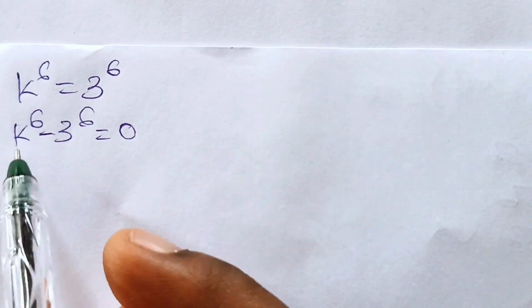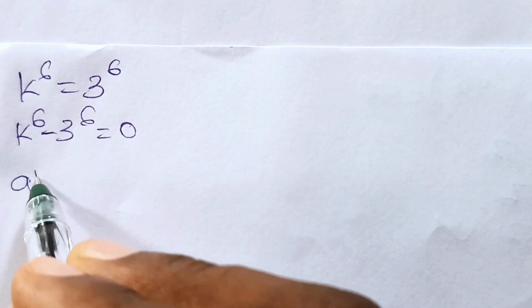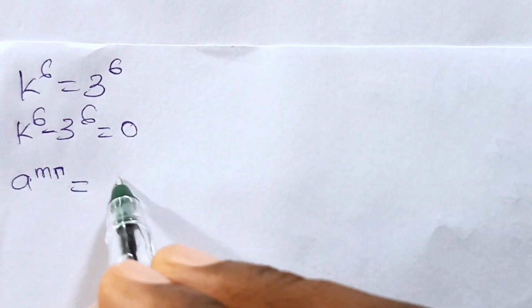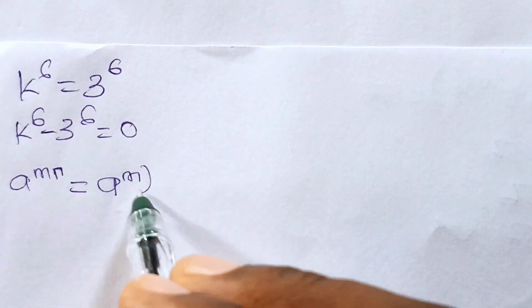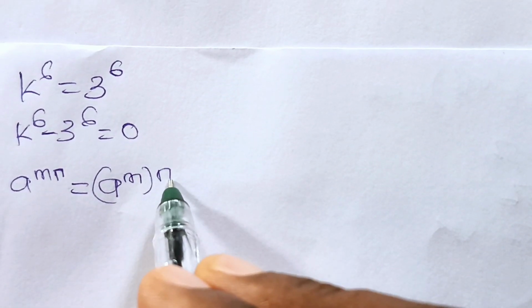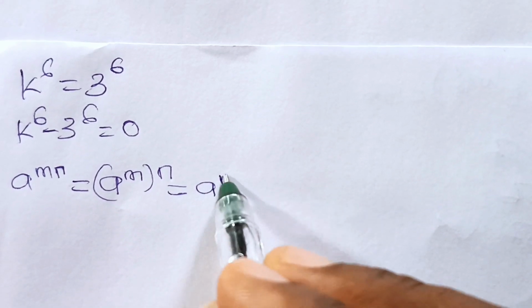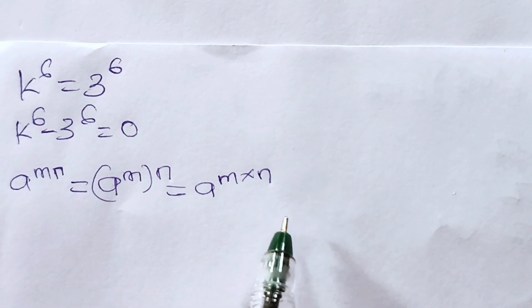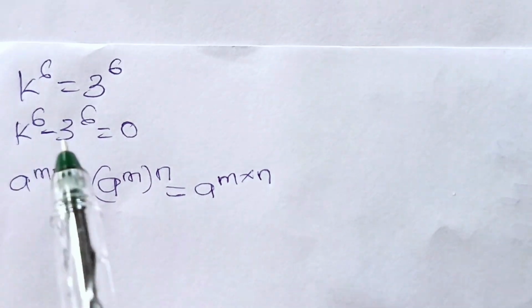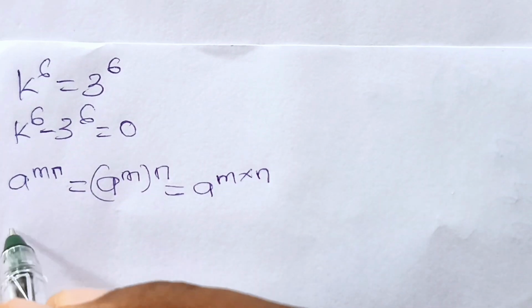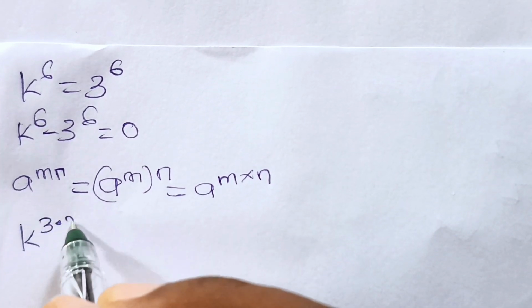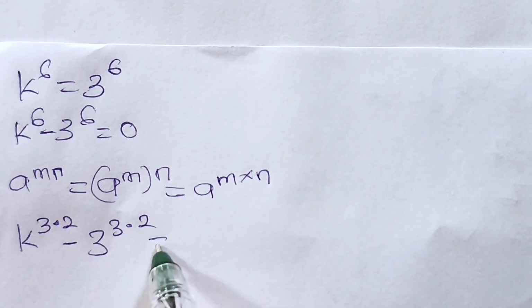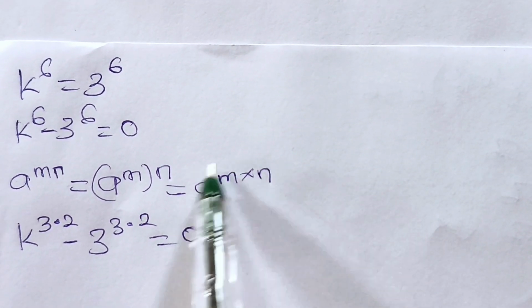All right. Now, note that when you have a to the power of m, raised to the power of n, this is equal to a to the power of m times n. Having noted this, we can express 6 as 3 times 2. So we write k to the power of 3 multiplied by 2 minus 3 to the power of 3 multiplied by 2 is equal to 0. So they are already in this form.